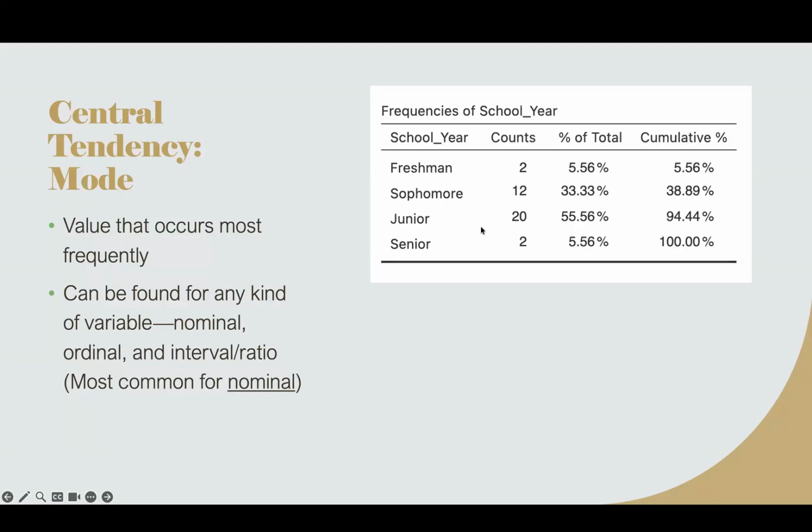And you can see that the most frequent response in the counts and the percent column is junior. So that's the mode of school year. And this is again an ordinal variable because it has ordered categories. We can see that there's 20 people who fit the category of junior, which is 55.56% of the total. And so that gives us some interesting information.